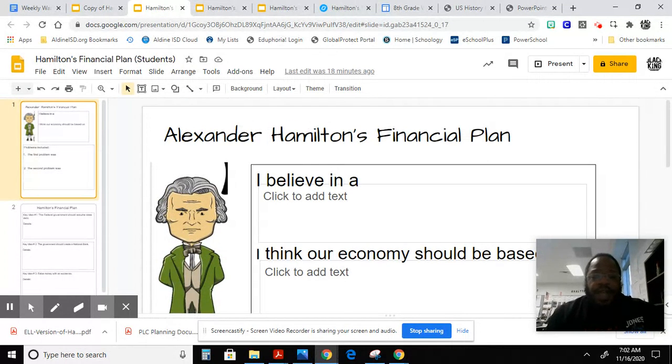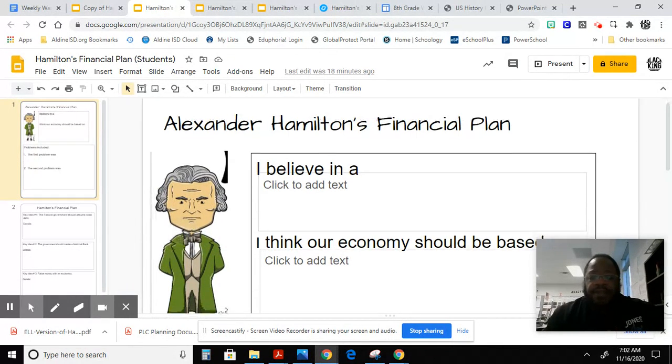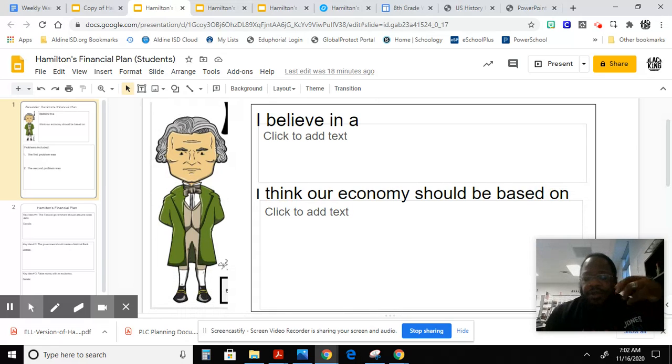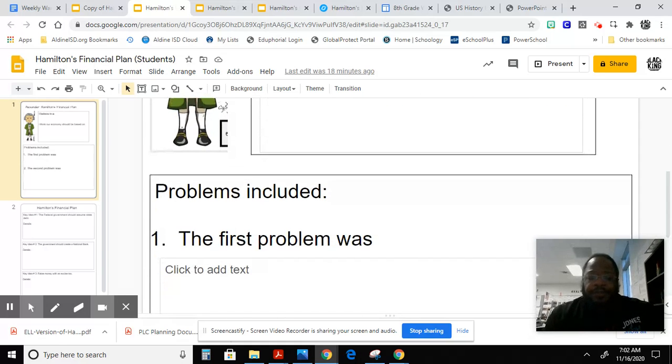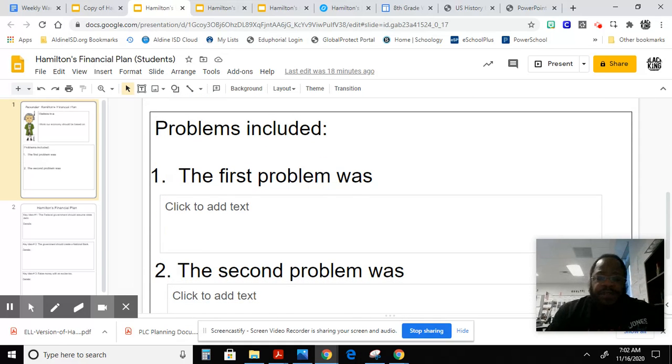It says this is Alexander Hamilton's financial plan, and I believe in. So we're looking for an answer to what he believes in. Then it says, I think our economy should be based on, so we're looking for an answer of what he thought the economy should be based on. And it says the problems included: the first problem was, the second problem was. So these are the things we want to key in on in our reading.